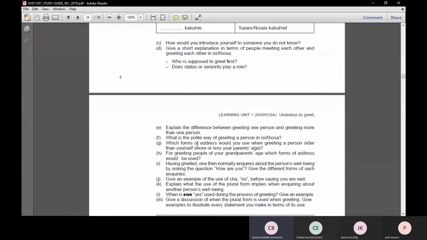that is the answer for D. D is asking, does status and seniority play a role? Young people, you are supposed to greet your elders. You are supposed to greet first because they are your elders. It's for a teacher to greet students because usually teachers walk into classrooms and the students are already seated, so the teachers greet first. But if you bump into a teacher, you are going to have to greet first because he's older than you. He's your senior. He has authority and all that.